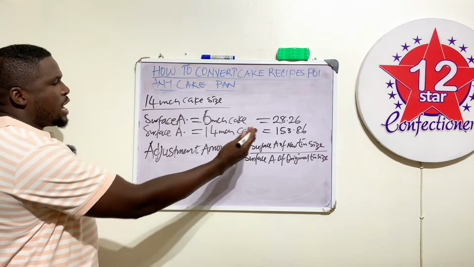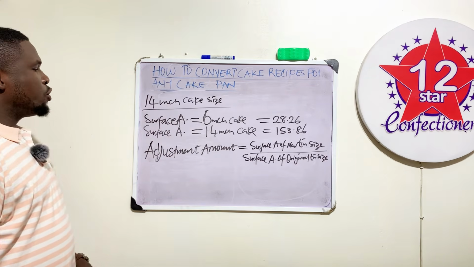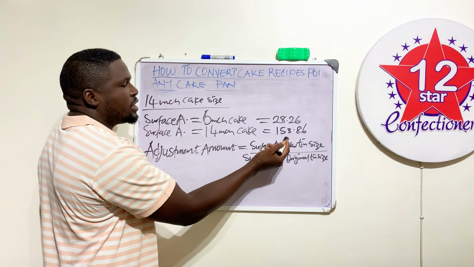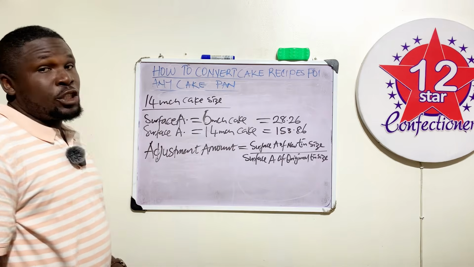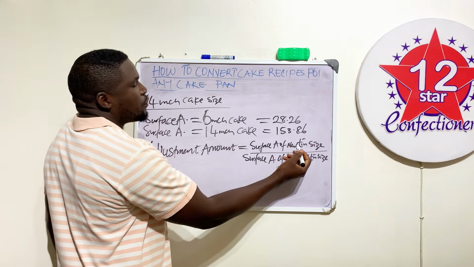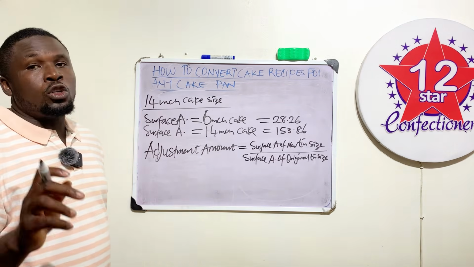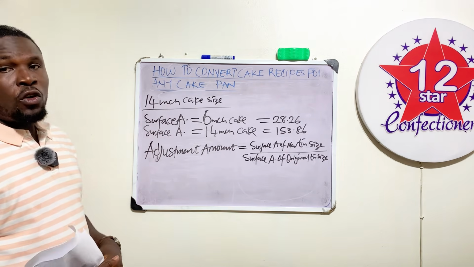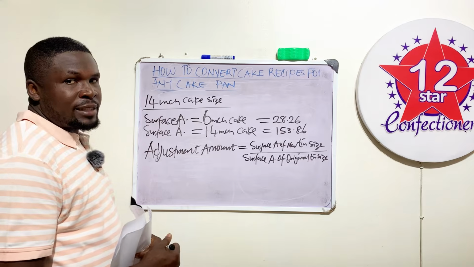So now we are done writing the formula. So what we need to do now is to impute these figures. We replace these formulas we've written here with the figures. And like I told you earlier, this surface area of new tin size means the one the customer called you to what? Bake. To bake. So in this place now, the customer called us to bake what? 14 inches cake size. Do you understand?